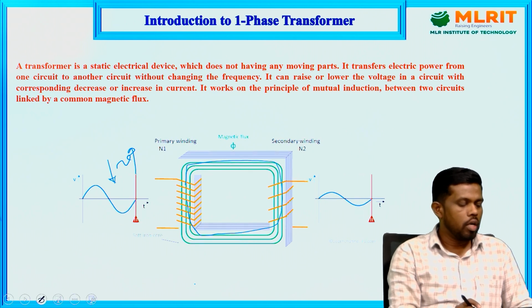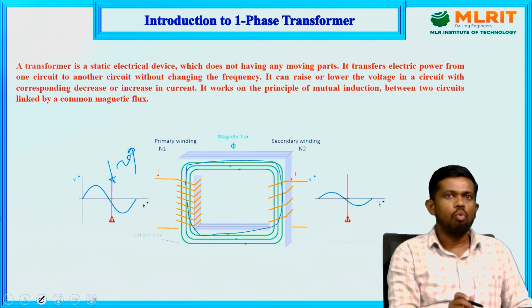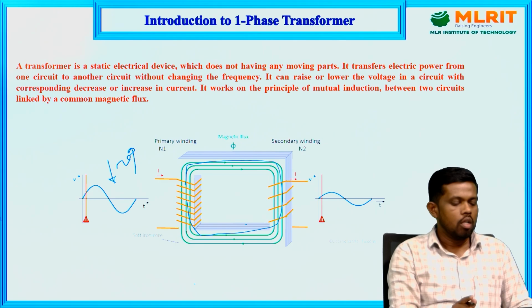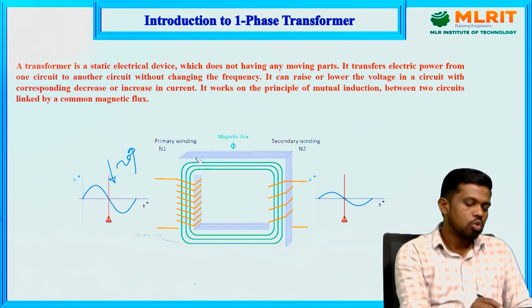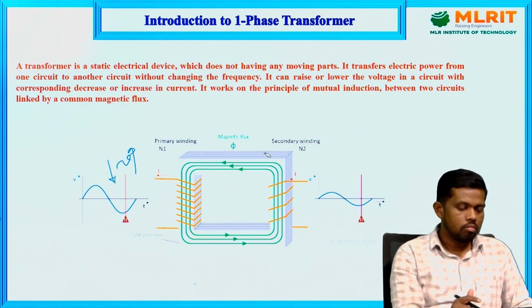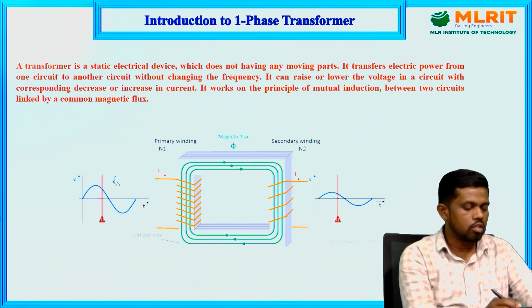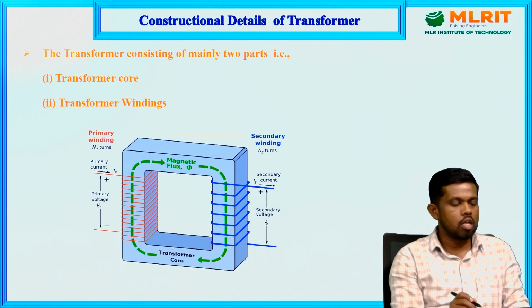So it is a static device which transfers electrical power or energy from one side to another, or one circuit to another circuit, without changing frequency. In the magnetic medium only, the power is transferred from one circuit to another. This is called a transformer. The transformer has mainly two parts that we need to discuss in the construction details, so now we will go directly to the construction details of the transformer.